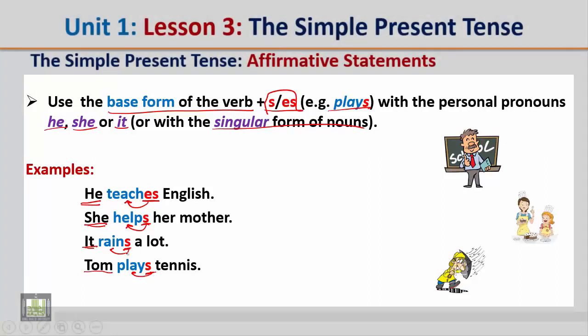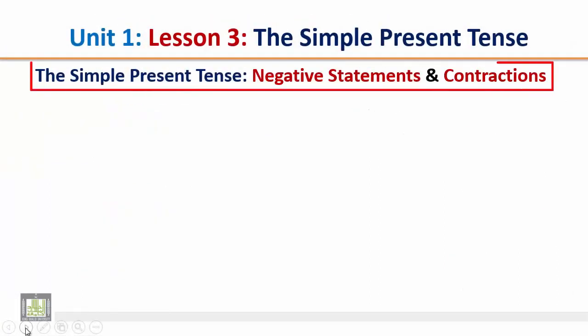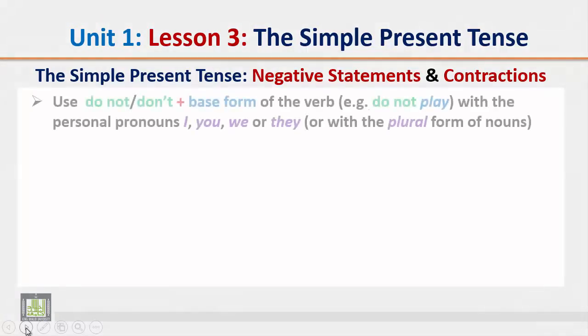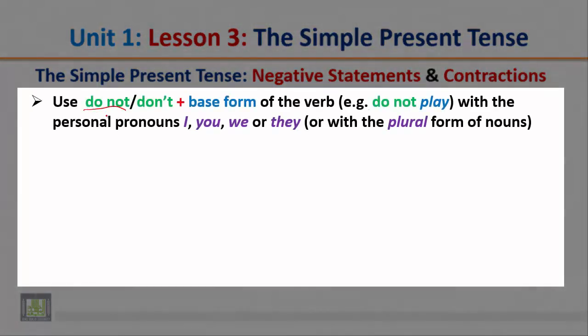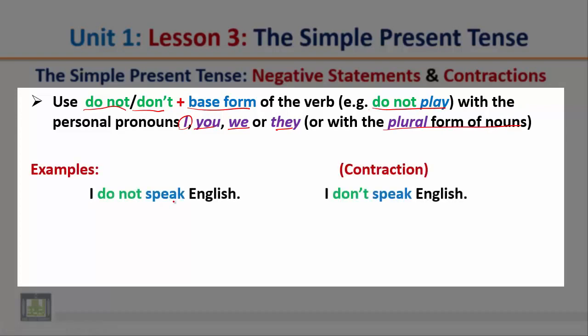Okay, so when the subject is he, she, it, or a singular form of noun, we need to add s or es. The simple present tense, negative statements and contractions. Use do not or the contracted form don't plus the base form of the verb, for example do not play, with the personal pronouns I, you, we, or they, or with the plural form of nouns. Examples. I don't speak English. Notice here we use do not after the pronoun I. Okay, and the contracted form is don't.